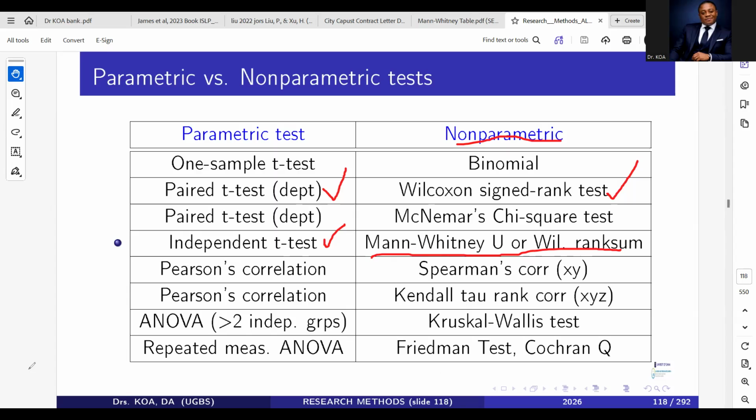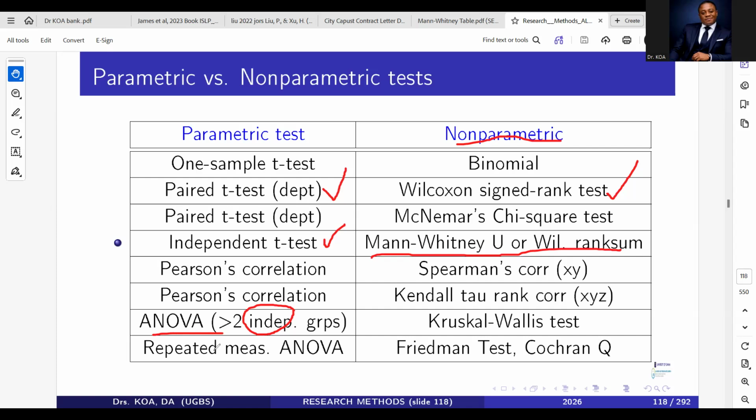What if we have 3 or more samples? Well, if you have 3 or more samples, all you have to do is check whether the samples are dependent or independent. If they are independent and the data is normal, we use analysis of variance.